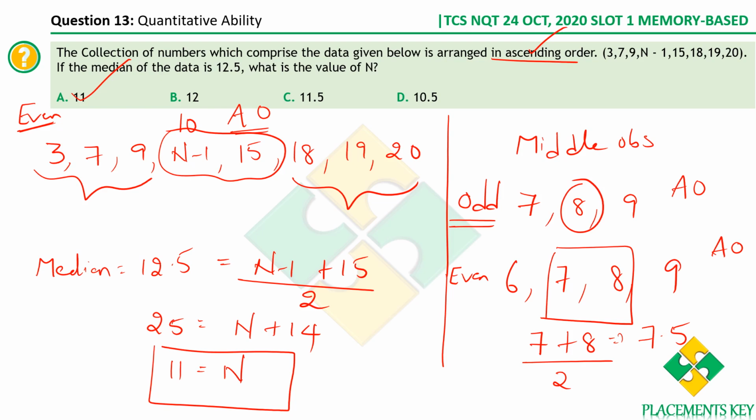It's very, very simple. Yes, it has an even number of terms. So the median is the average of the middle two terms, that is already given. Yes, it is a very, very easy question.